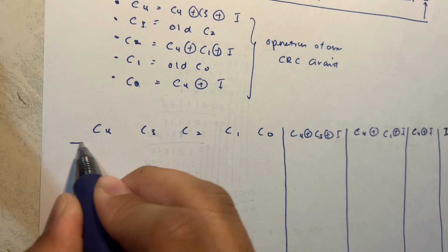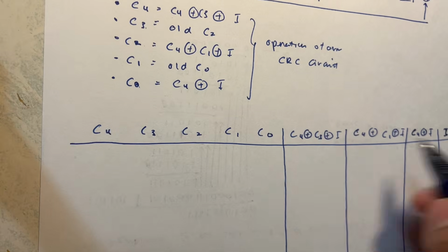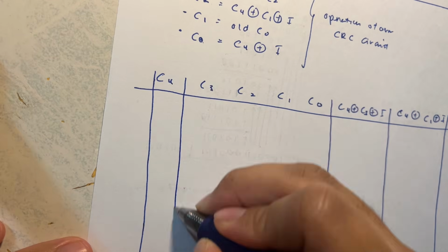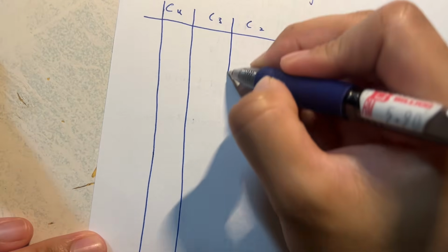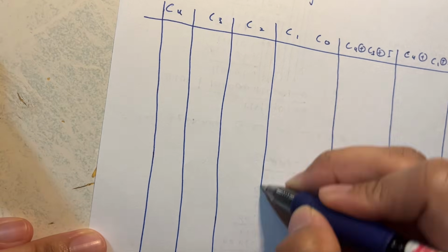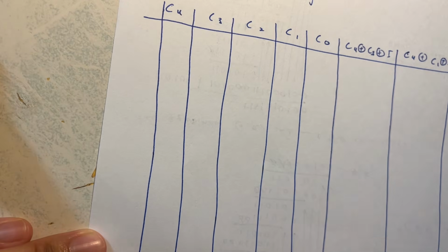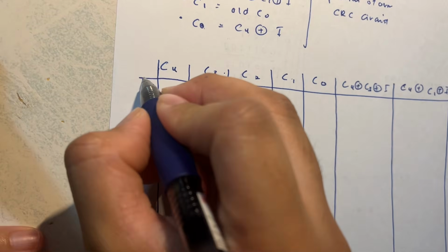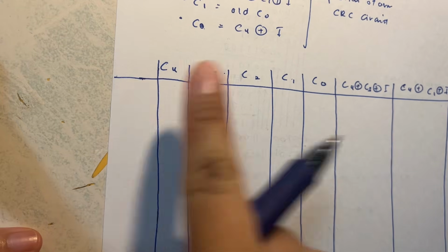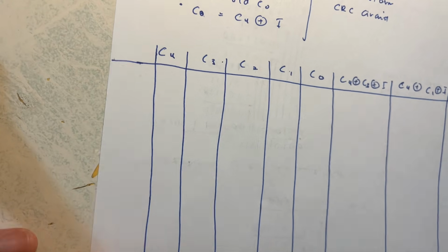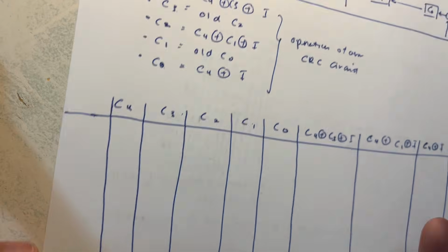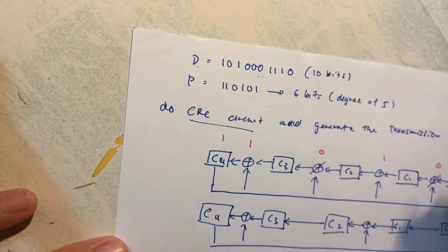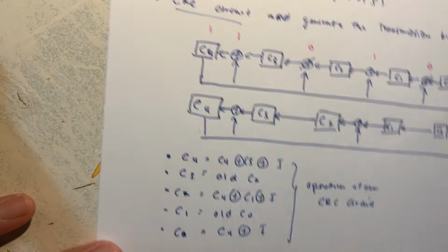So you have all these columns. Sorry, let's do this. Straight down. So you have 1, 2, 3, 4, 5, 6, 7, 8, 9, 10 columns, 10 columns including this one. So how many rows do you want to have? That depends on the data bits that is given to you. So this one is 10 bits. So you will have 11 rows.